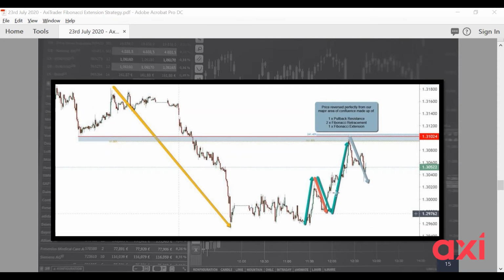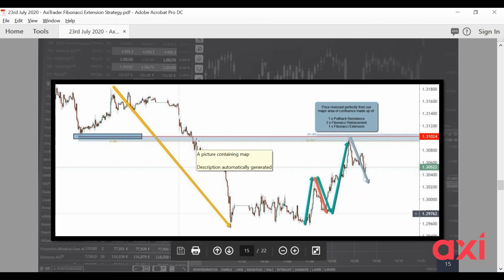The outcome of that is that price rose, tested the big confluence area over here, and reversed very nicely. So that is the trick behind using not only retracements and extensions, but also support and resistance to find good areas to trade from. Confluence is the key thing that you're looking for.